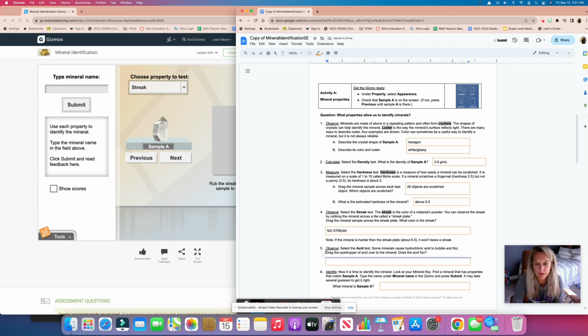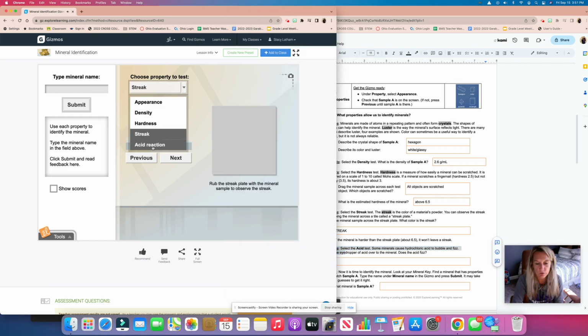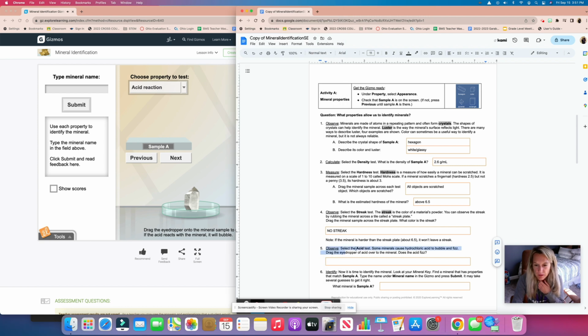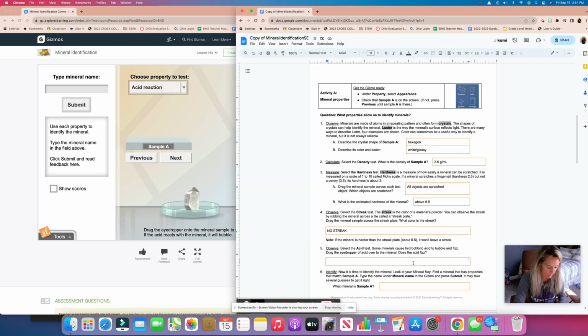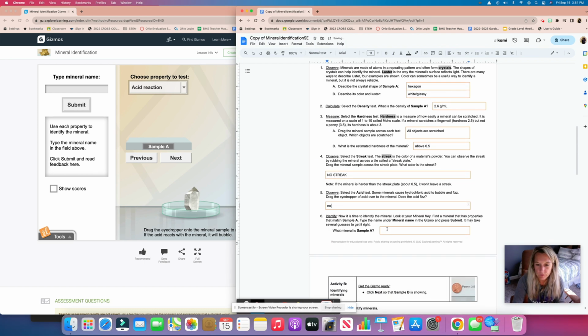All right, number 5. Observe. Select the acid test. So we're going to go to acid reaction. Some minerals cause hydrochloric acid to bubble and fizz. Drag the eyedropper of acid over to the mineral. Does the acid fizz? So, eyedropper, drop. I see no bubbles, so that is no fizz. So does the acid fizz? We write no.